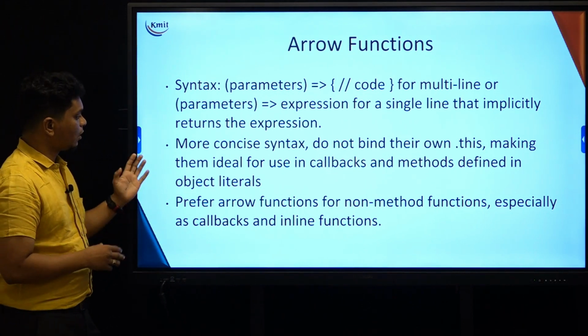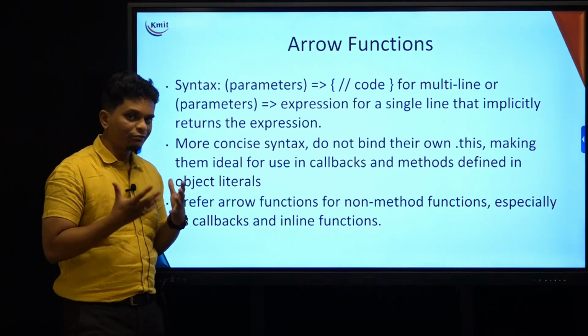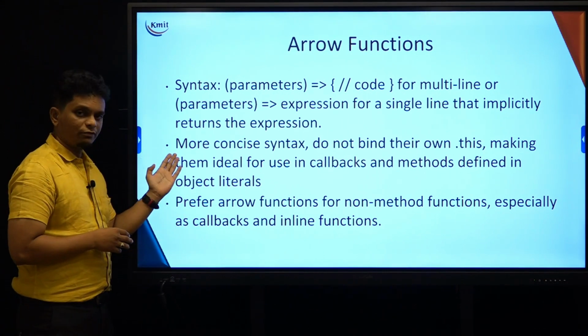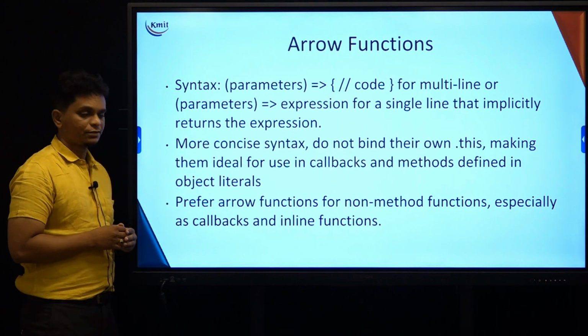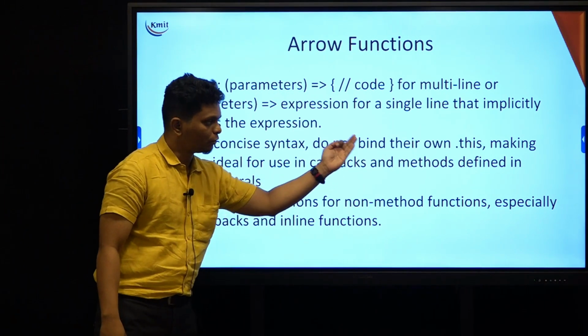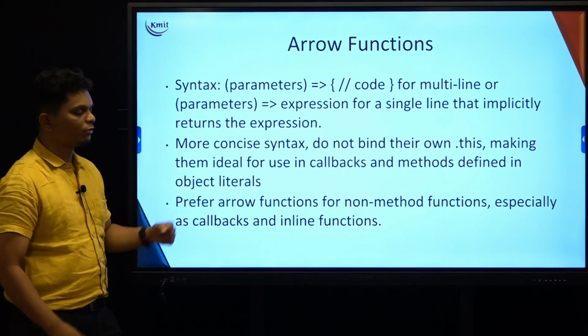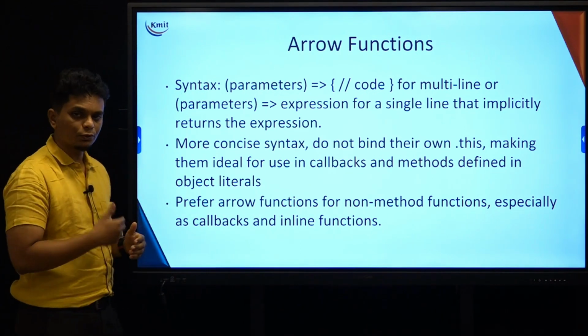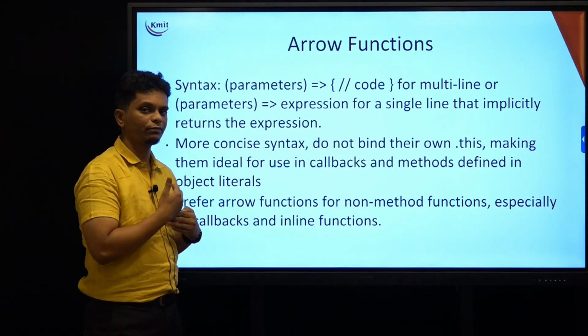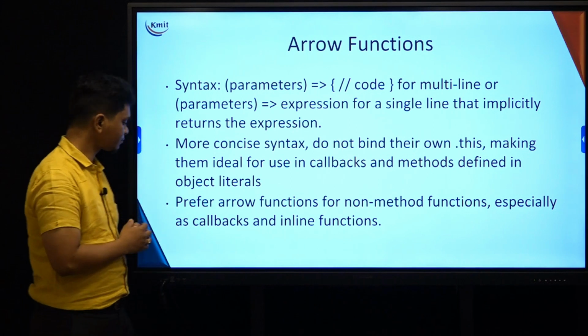So what is the benefit? What is the benefit of using an arrow function? The first benefit is it is more concise, and it does not bind its own this, making them ideal for use in callbacks. We will get to know what callbacks are. Callbacks also are a kind of functions which we will learn in the coming slides.